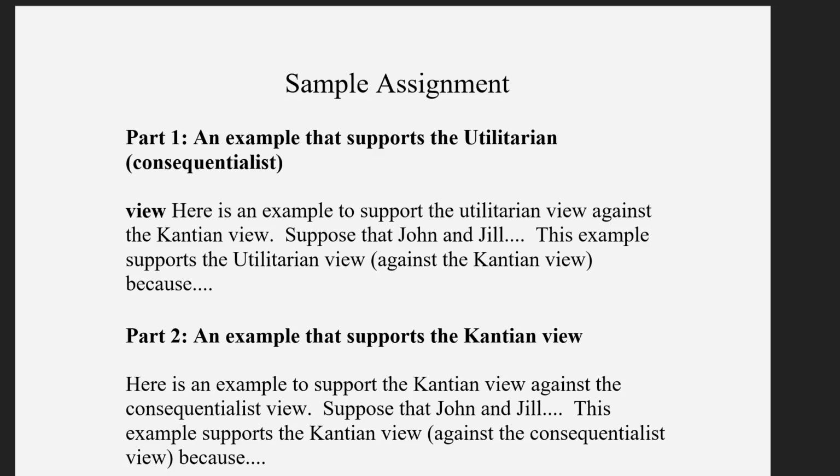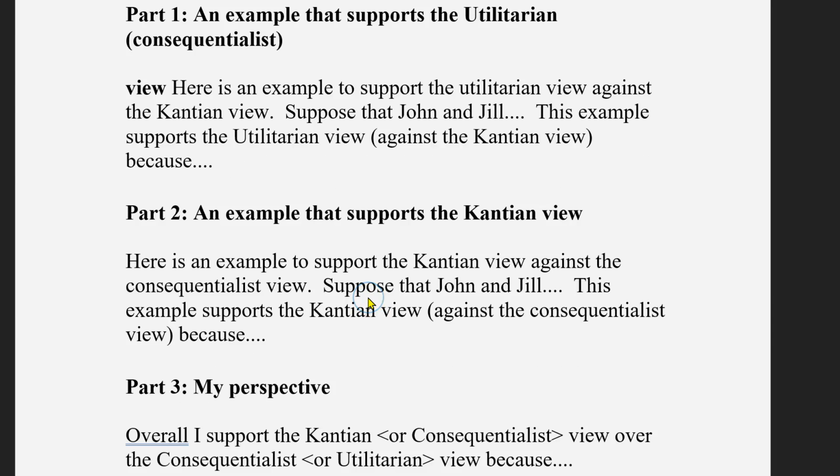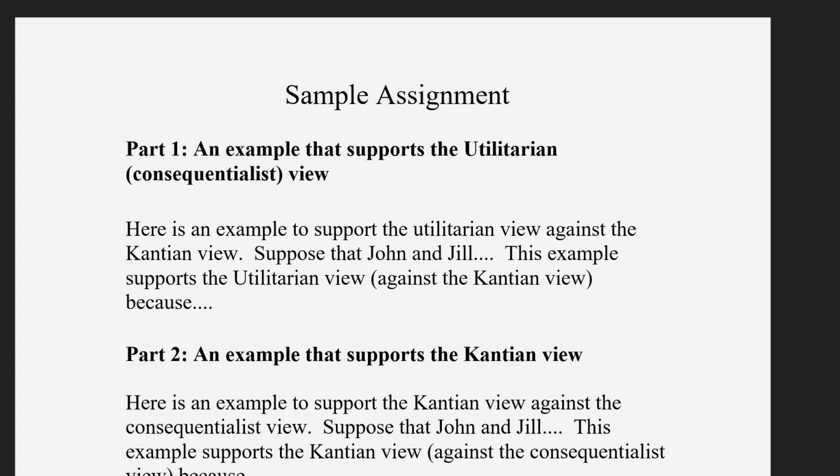So this assignment has essentially 3 parts. Part 1 is an example that supports the utilitarian against the Kantian view. Part 2 is one that supports the Kantian view against the utilitarian, and then your perspective is at the end. It's important to point out that for part 1 and part 2, there are 2 things that you have to accomplish here. So the first thing is that you have to give an example that supports, in this case, the utilitarian view over the Kantian view.